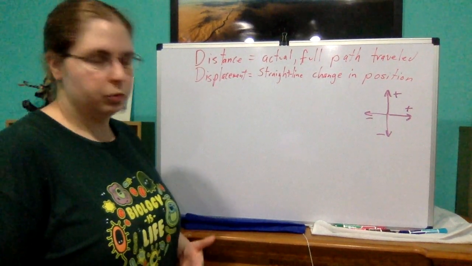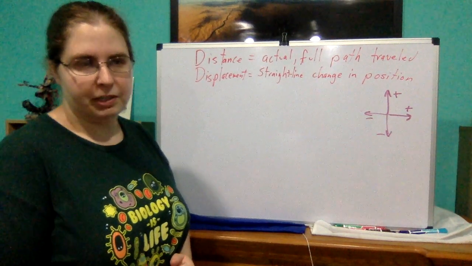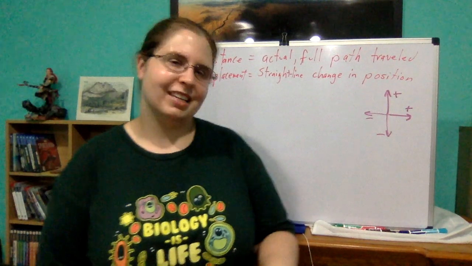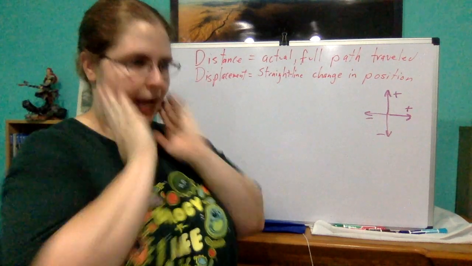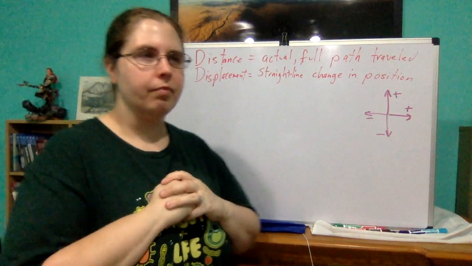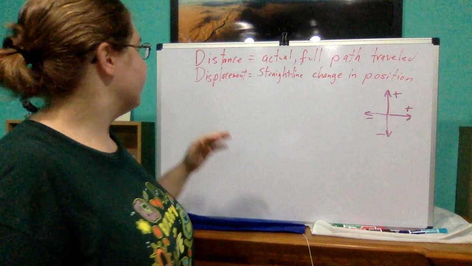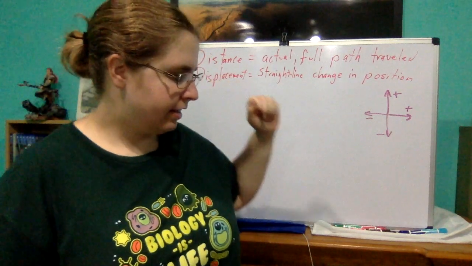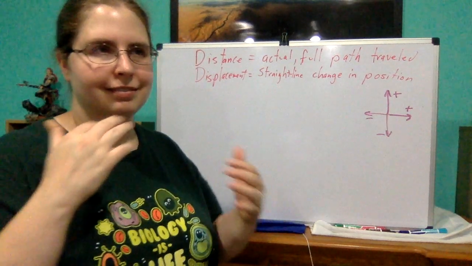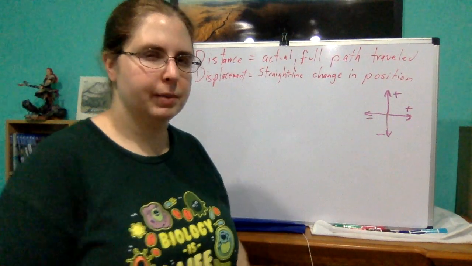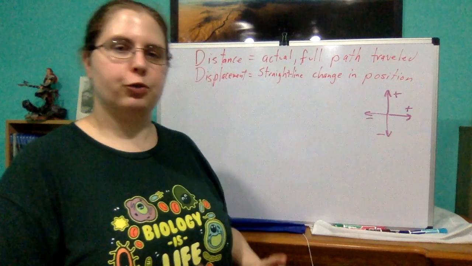So now that we know what the signs mean, positive and negative, we're going to start talking about distance versus displacement. They are very, very similar terms, but they are not the same. They focus on, yes, how far you're moving, but the way it's being measured is a little bit different. So distance is your actual full path that you travel.